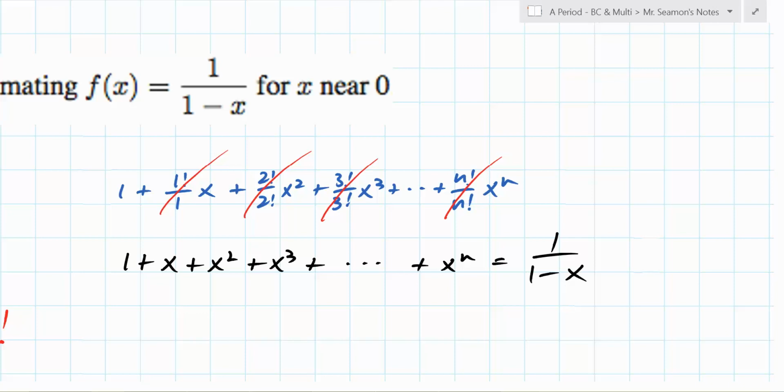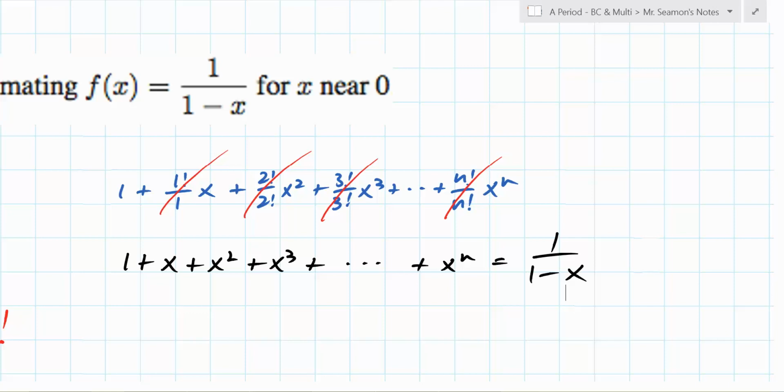Another thing is, have you seen something that looks a lot like this? What does this look like? Something over something minus x. What kind of series is this? It's a geometric series. What's the sum of a geometric series? The first number over 1 minus the ratio. It came out again. There are multiple ways to show the same thing is true. Kind of cool, huh?